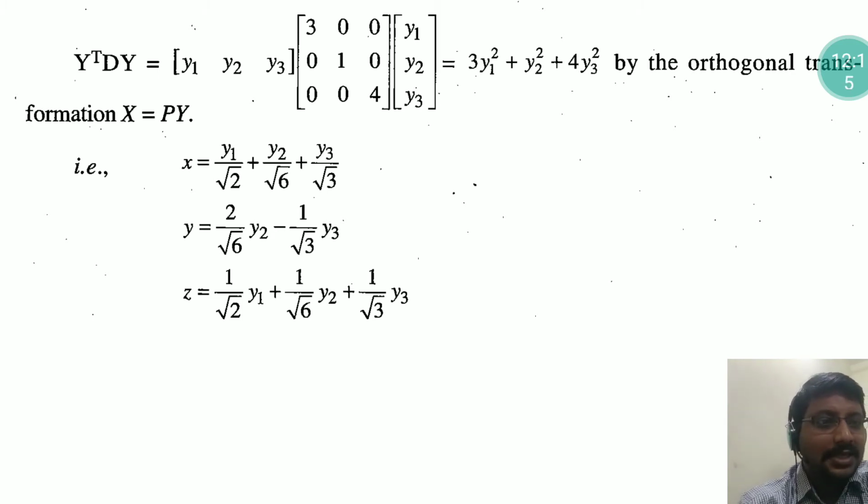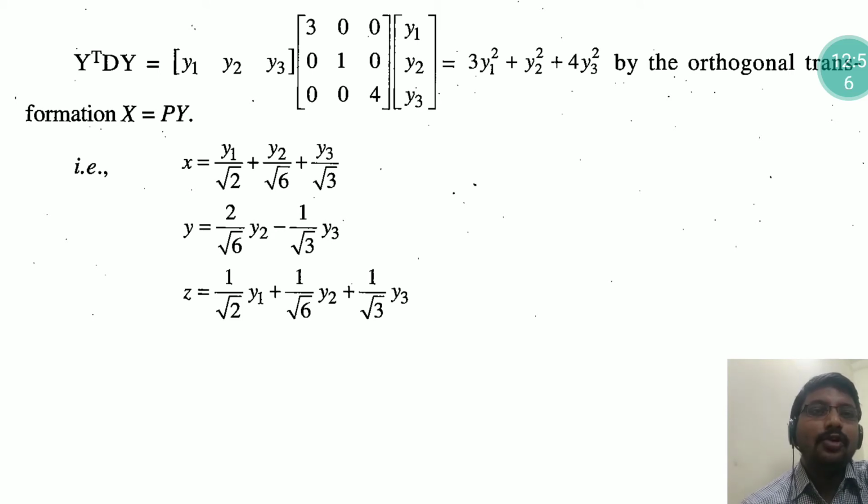So what is the last step? X equal to Py. Just multiplying the two matrices, that is P and Y. Y is a column matrix, y1, y2, y3, and P is a modal matrix. Just multiplying these two matrices, we will have X. But what is X here? X is the unknown matrix, that is x1, x2, x3 or x, y, z. Thus the variables x, y, z are transformed to y1, y2, y3. So here the transformation is an orthogonal transformation.